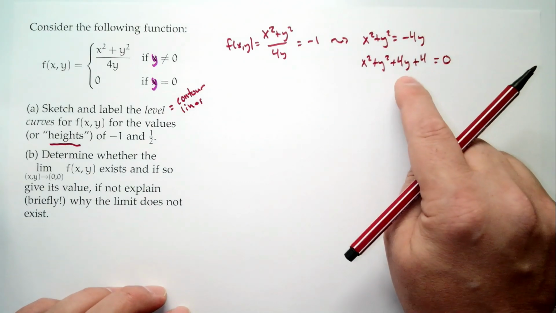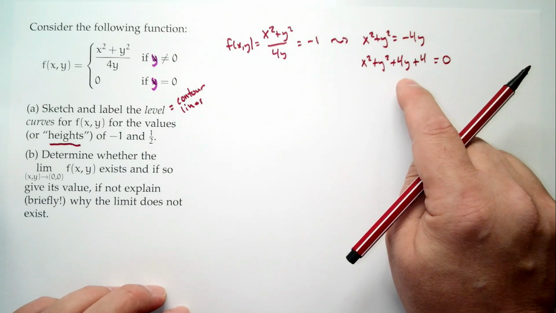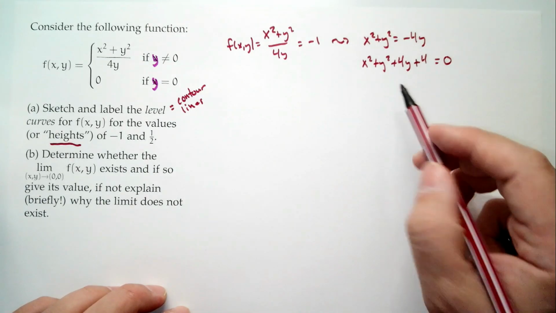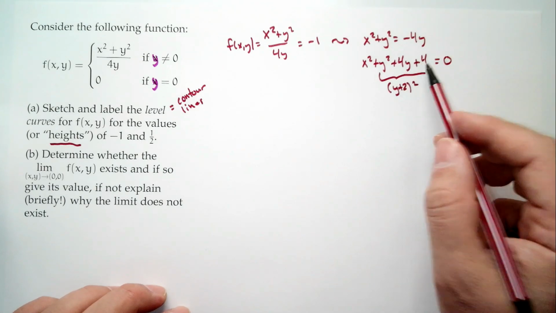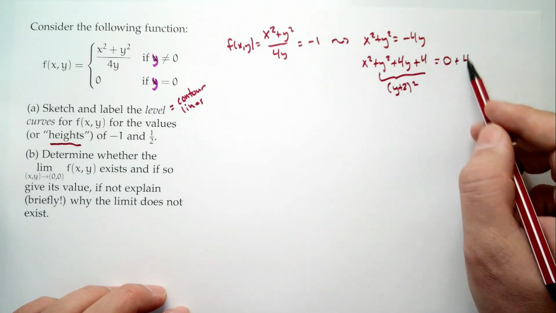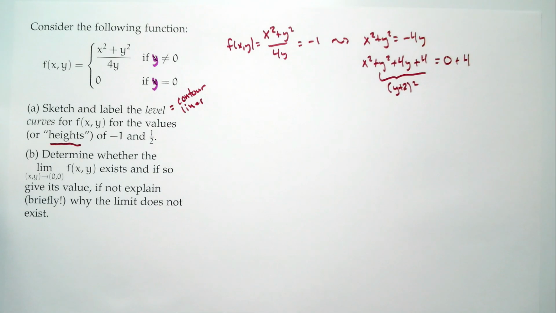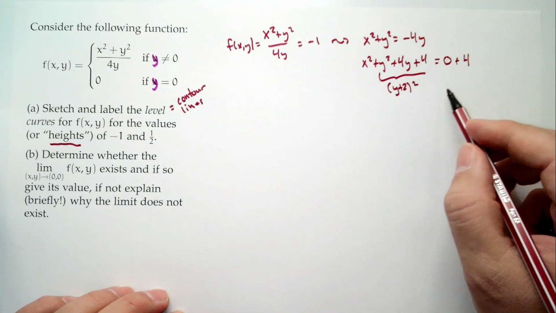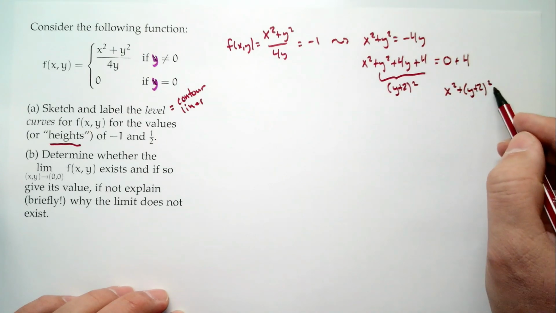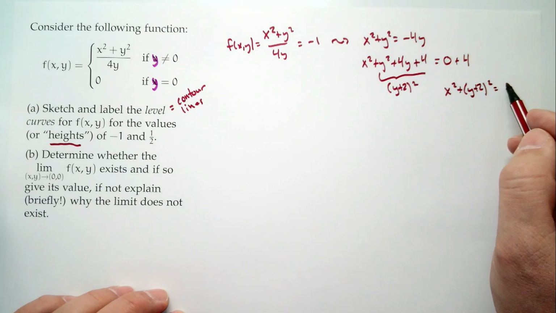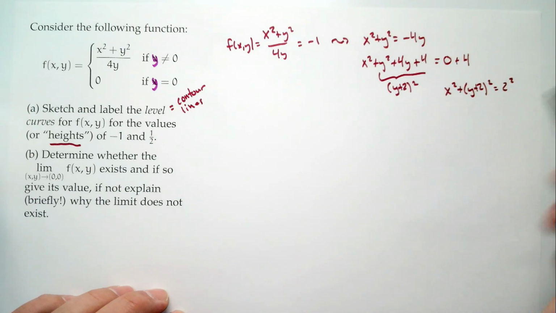See, y squared plus 4y, that's not a square. But if you add 4, then lo and behold, this becomes y plus 2 squared. Now, of course, if we add 4, we also have to balance it out, so I can add 4 to both sides. So what do we end up with? Well, this becomes x squared plus y plus 2 squared equals 4, or if you like, 2 squared.